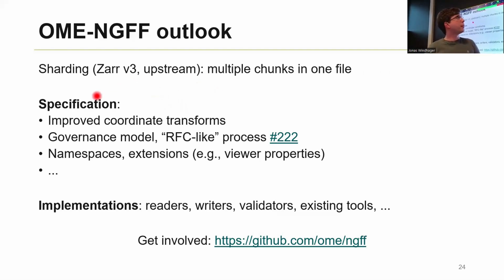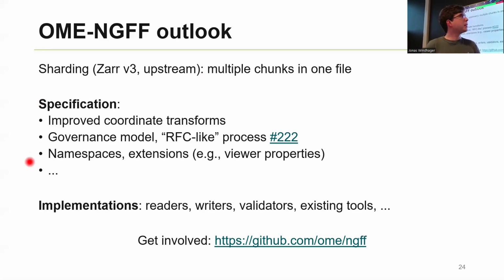Here I only list some things that I am excited about when it comes to the specification. One of them is sharding. That's actually not part of OME-Zarr, but of upstream Zarr, and it is used by OME-Zarr. It stores multiple chunks in a single file. Because if you use OME-Zarr locally, you end up with maybe 100,000 files. That's not efficient with current file systems. With cloud storage, it is, but with current file systems, it isn't. This is what sharding addresses: you can combine chunks again into individual files.